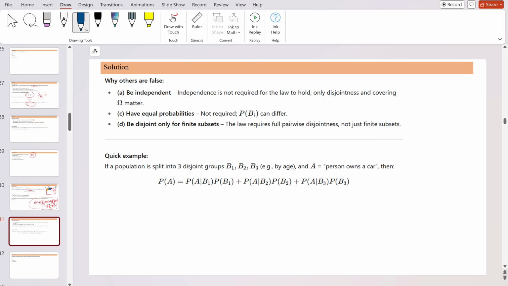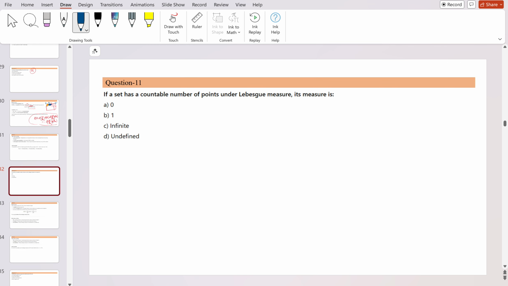And why not the other options? Because independence is problematic. Independence is not required for the law to hold; only disjointness and covering Omega actually matter. Having equal probability is also not required because the P(Bi) can differ. And option D, disjoint only for a finite set: actually, this law requires full pairwise disjointness, not just a finite subset. Okay, let's move forward and try to solve this problem.